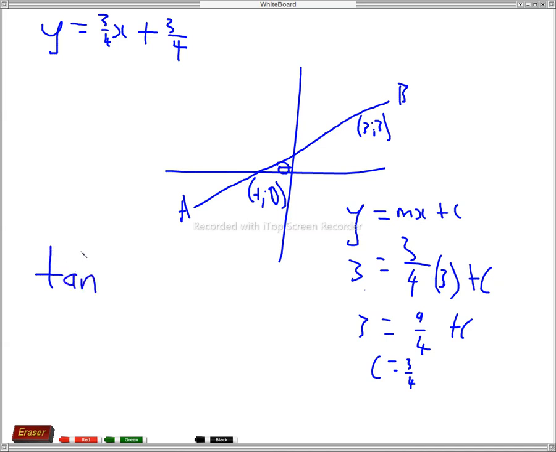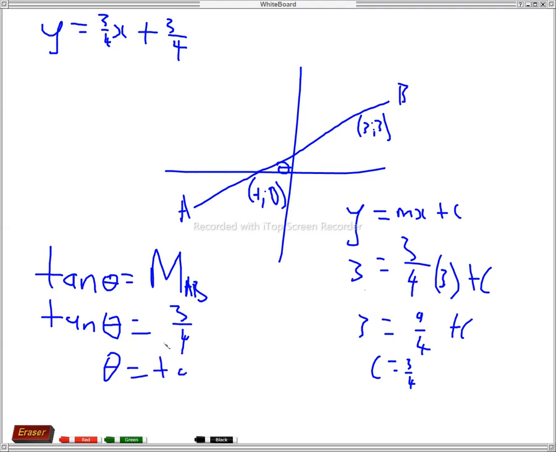So you still remember tan theta is equals to the gradient of AB. So what we can do here, I'm just going to substitute my values. The gradient is 3 over 4. You still remember 3 over 4, and we apply trigonometry there. You do the inverse of tan of 3 over 4, and you punch this on your calculator. So let me punch it for you on your calculator.